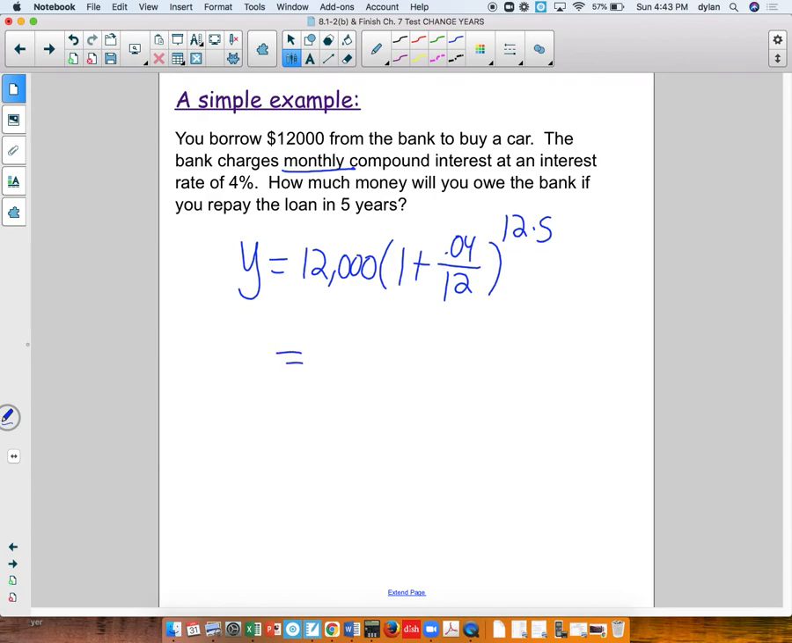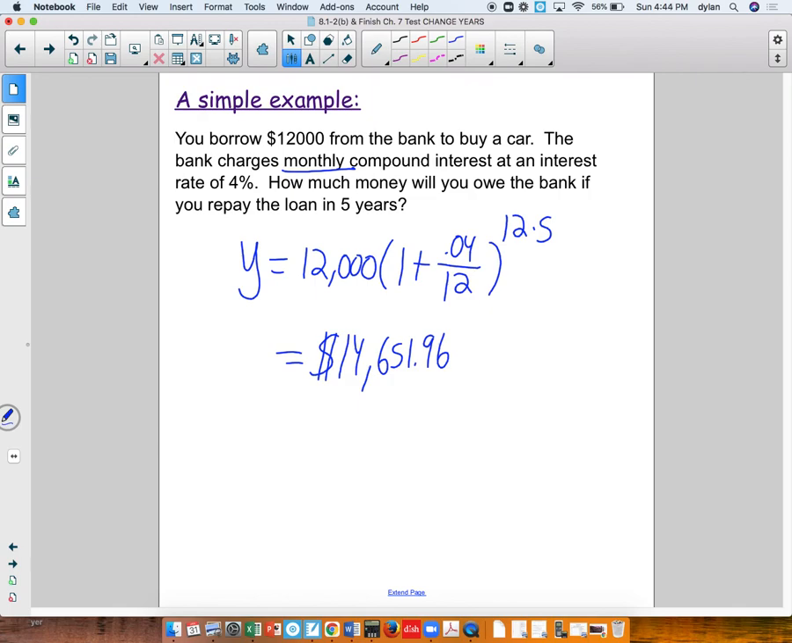If you plug that into your calculator, you'll find that in 5 years, we would owe the bank about $14,651.96. In other words, we are going to owe the bank an extra $2,651 for the privilege of them loaning us the money to buy the car. This is kind of how banks make money. It's also how you can access larger amounts of money than you might initially have in order to make large purchases.